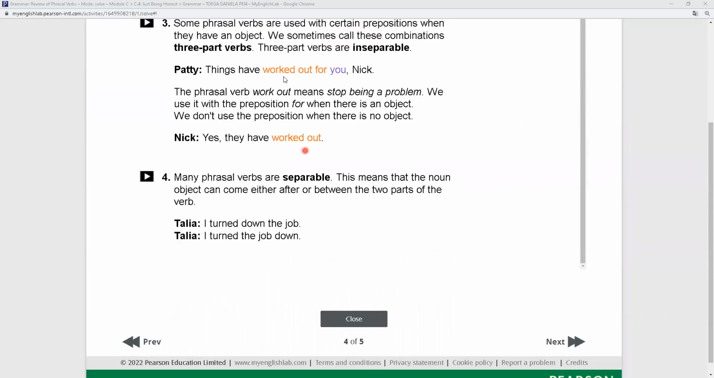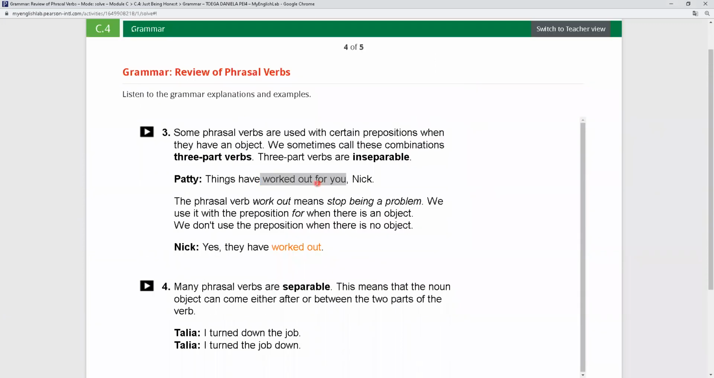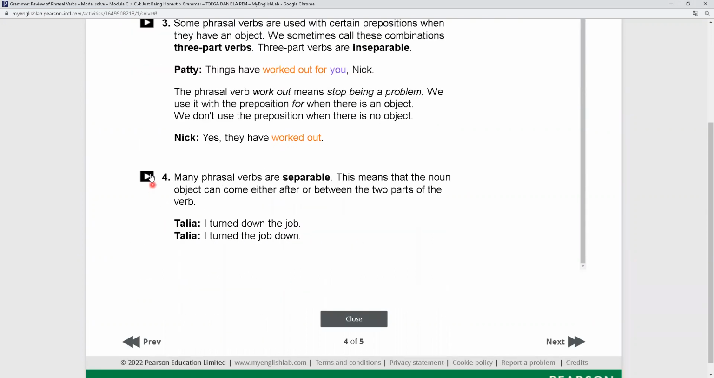Ok, entonces ya sabemos cuándo utilizar los phrasal verbs de 3 partes y cuándo convertirlos en solo 2 partes. ¿Ok? Ujú. All right. Y vamos a continuar con el punto número 4. Many phrasal verbs are separable. This means that the noun object can come either after or between the two parts of the verb. I turned down the job. I turned the job down.